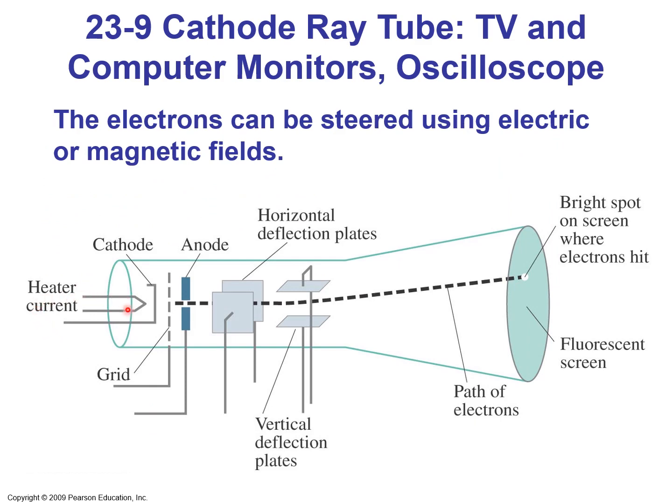Here we have a heated filament that generates electrons from the cathode, which pass through a grid toward the anode, and they start accelerating. With the help of two horizontal deflection plates and two vertical deflection plates, we can orient and direct the electrons toward the fluorescence screen, where the electron hits the screen along this path and makes a bright spot on the screen where it hits.